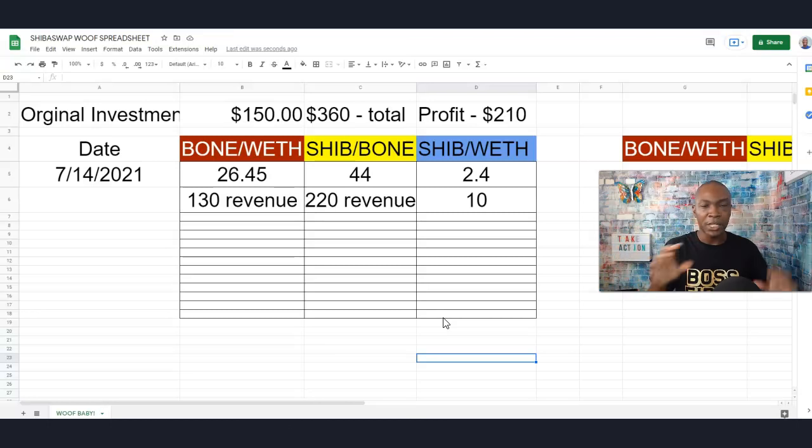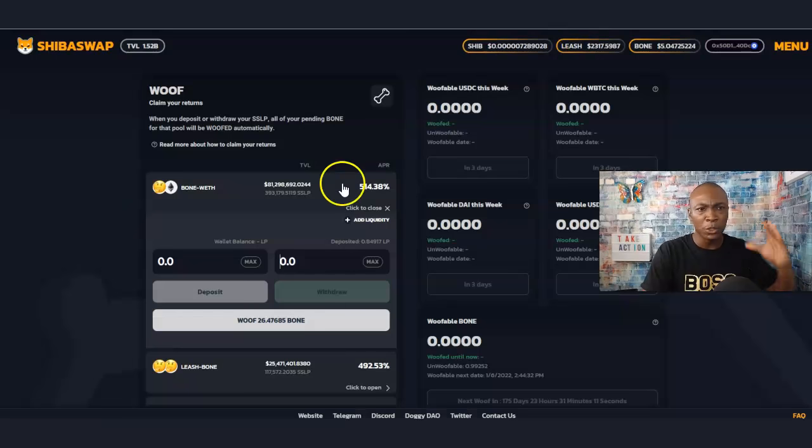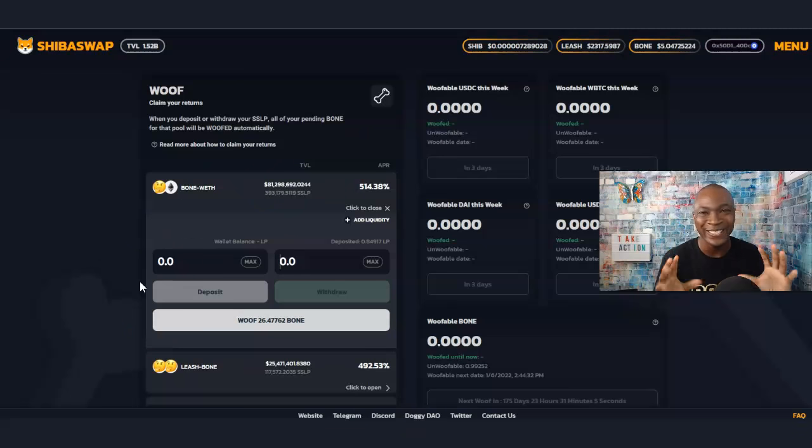Now this next spreadsheet, I'm going to make it a little bit nicer, a little bit more organized to really show you exactly what it is. I just made this on the fly because I was sitting on the couch. I was like, man, I want to show you that you can track your bone accumulation when you're woofing and make it fun and entertaining. If you watch this channel, it's fun, entertaining, and educational.